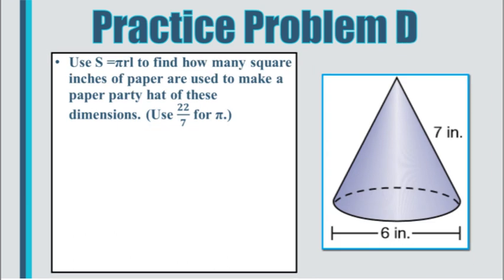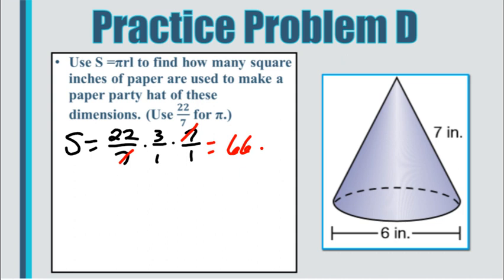Next, the last one: use S equals pi r L to find how many square inches of paper is used to make a paper party hat of these dimensions. So I use 22/7 for pi. The radius, half of 6, is 3. And the slant height is 7. So to multiply, the 7's cancel out, left with 22 times 3, which is 66 square inches.